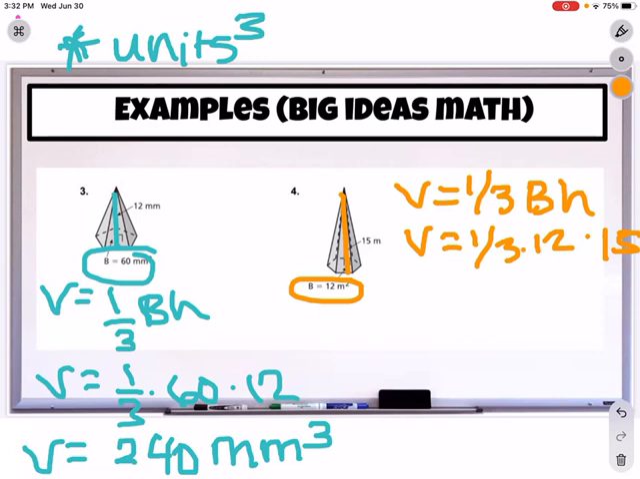And then in your calculator, you would type 1/3 times 12 times 15. Again, if your calculator does not take fractions, then you would do 12 times 15 or 15 times 12, however you choose, divided by 3. That is 60. Oops, that is 60 meters cubed.